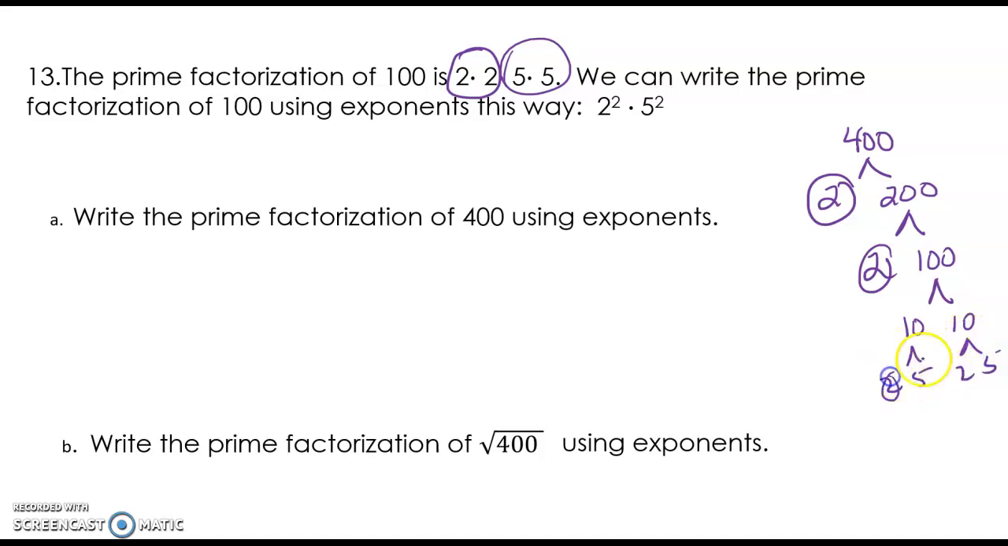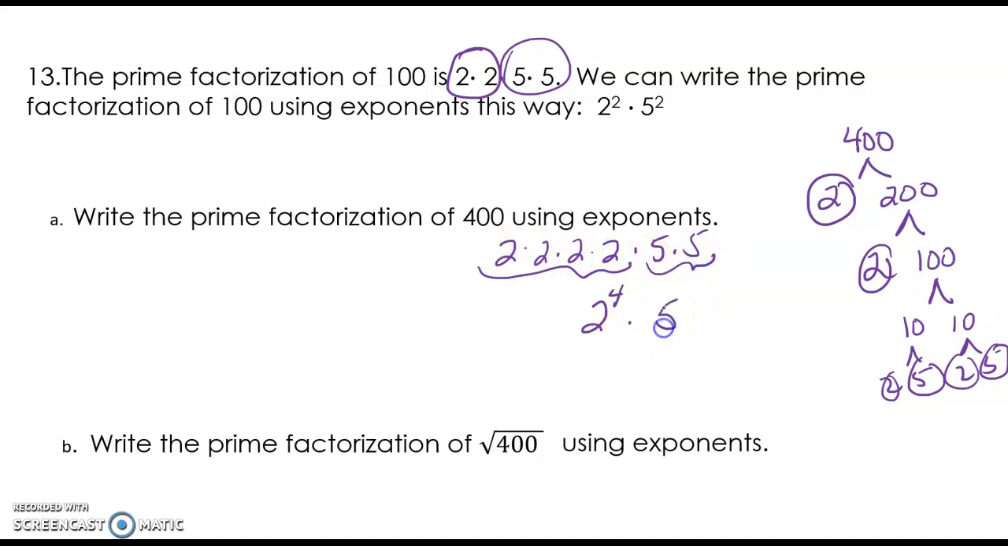Okay, so those are all primes. Let's see what I have. I have 1, 2, 3, 4 2s, and then I have 2 5s. If I'm going to write this with an exponent, my base is going to be 2, and I have 2 four times, and then my base will be 5, and I have 5 two times. So that's my answer. And then it says write the prime factorization of the square root of 400 using exponents.